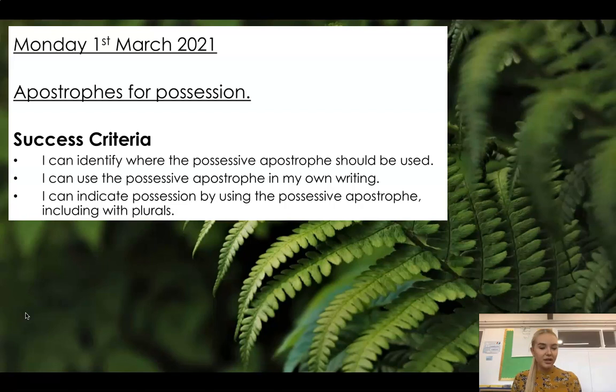Today you're going to be thinking about how to use apostrophes for possession. To be successful in this lesson, you will be able to identify where possessive apostrophes should be used. You'll be able to use the possessive apostrophe in your own writing, and you will be able to indicate this possession by using the possessive apostrophe, including the plural possessive apostrophe too.